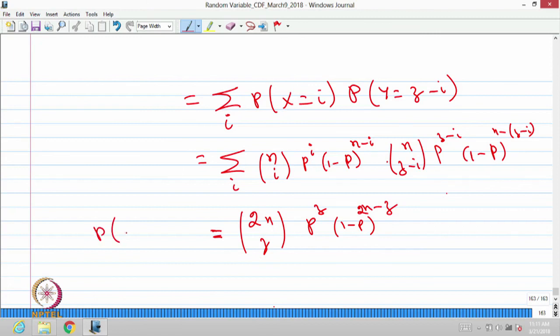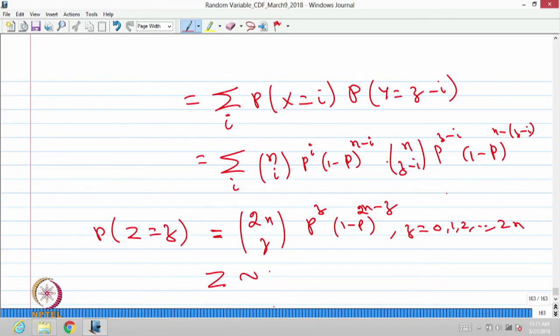So, this is the probability mass function of the random variable z, and the possible values of z are 0, 1, 2 and so on till 2n. By seeing the probability mass function, which is greater than 0 for these values, 0 otherwise, you can conclude the random variable z is also binomial distributed. You have to map this probability mass function with the probability mass function of binomial distribution. Then you will conclude that the parameters are 2n comma p.